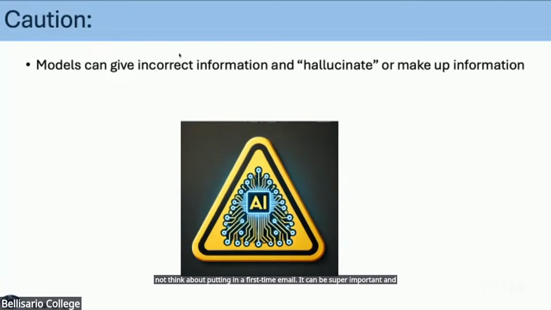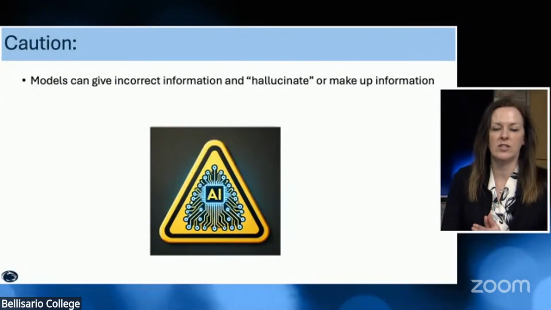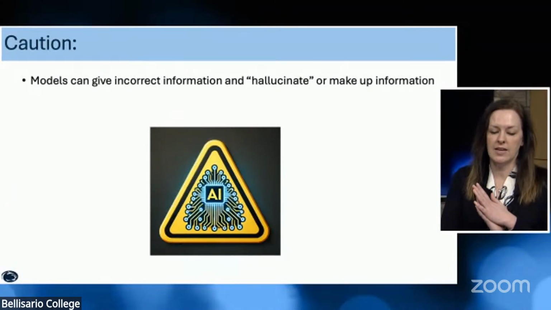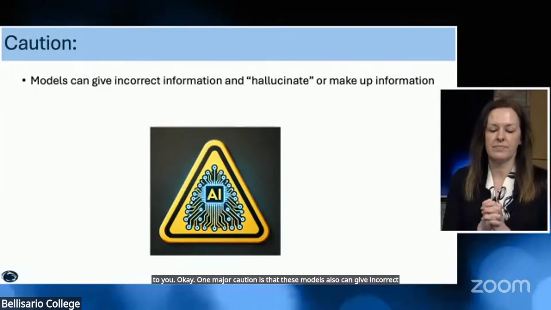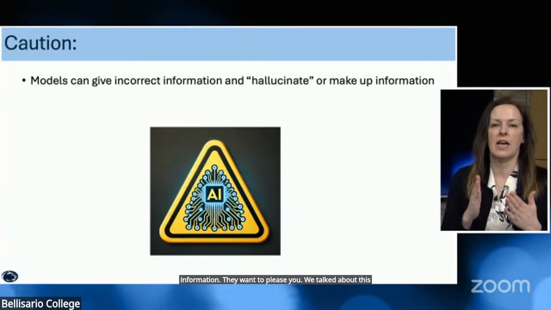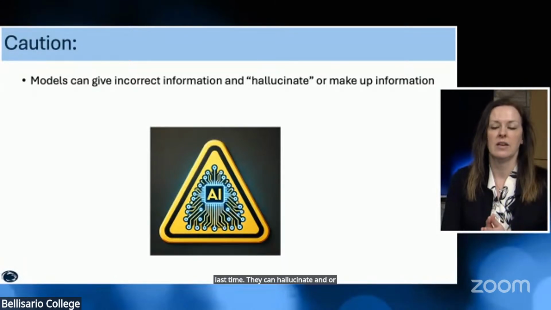Okay, so one major caution is that these models also can give incorrect information. They want to please you. We talked about this last time. There's a social desirability bias, and they can hallucinate and or make up information. So having the human in the loop, always doing the quality control, is super important.